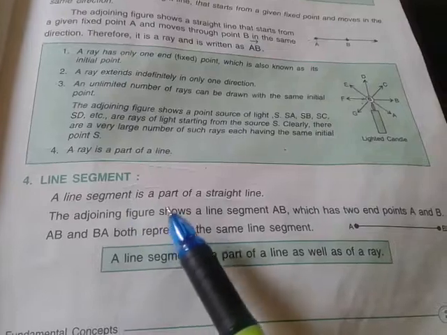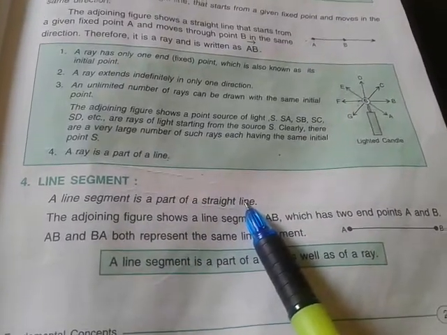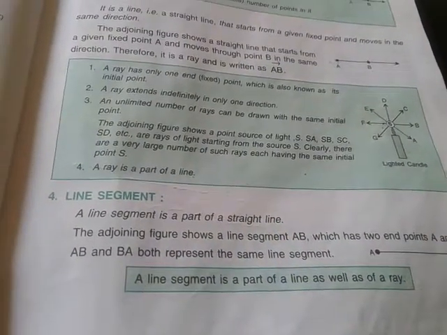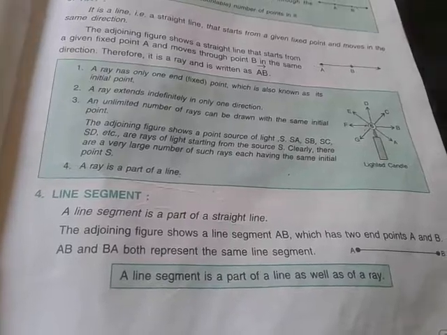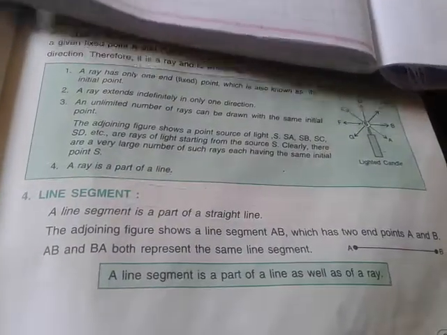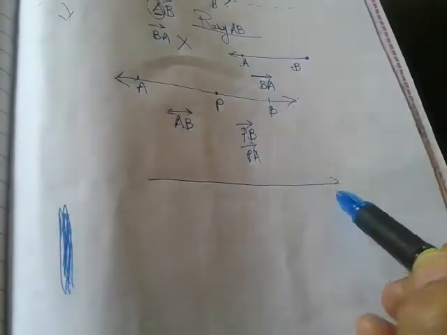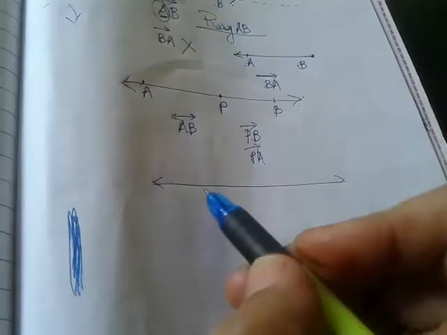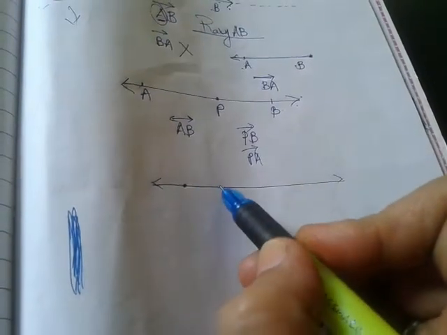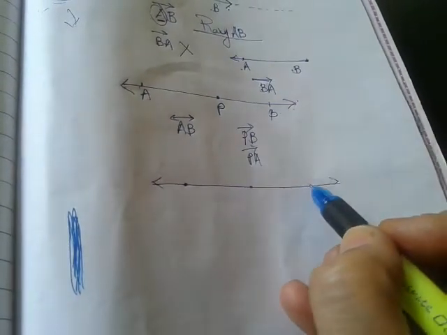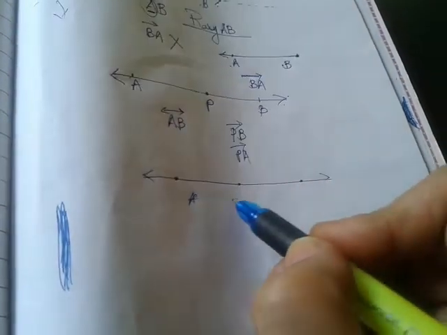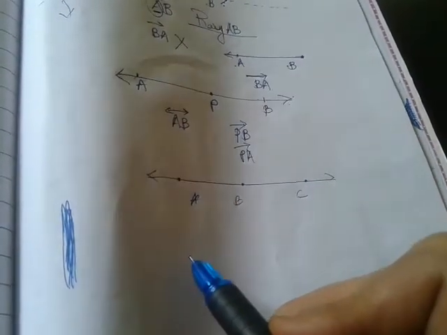A segment is part of something. So a line segment is a part of a straight line. You know straight line. What is the meaning of straight line? So a line segment is a part of a straight line. So let's see. This is the line, and here we have A, B and C.